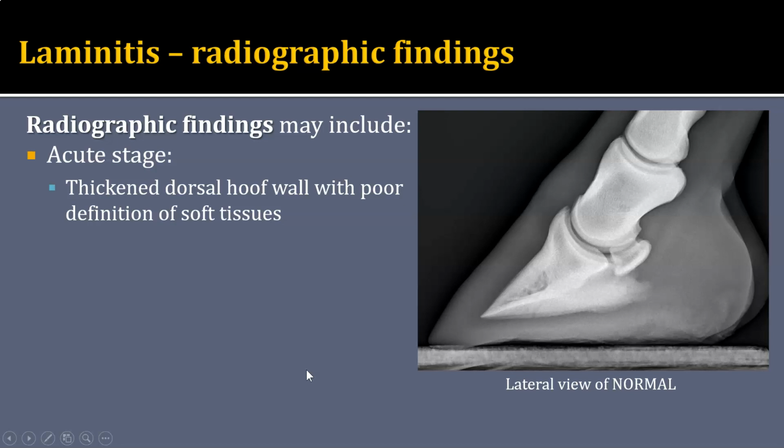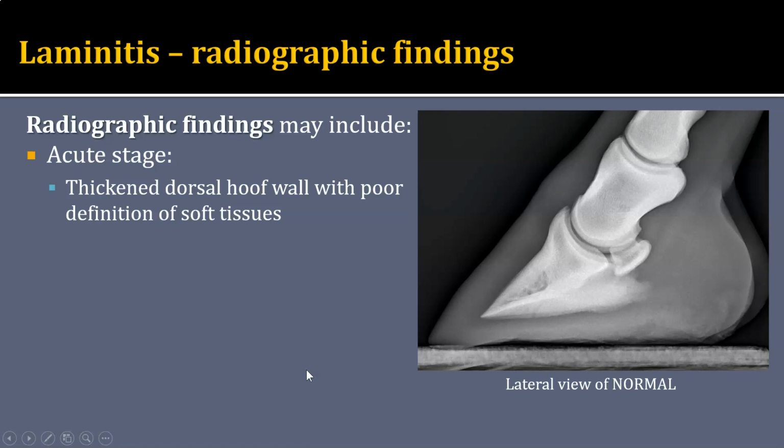Specifically, when you are radiographing during the acute stage, oftentimes we won't see anything on a radiograph. However, you might be able to identify thickening of the dorsal hoof wall and maybe poor definition of the soft tissues, and that's really the distinction between the epidermal and dermal tissues, so the stratum medium and internum.